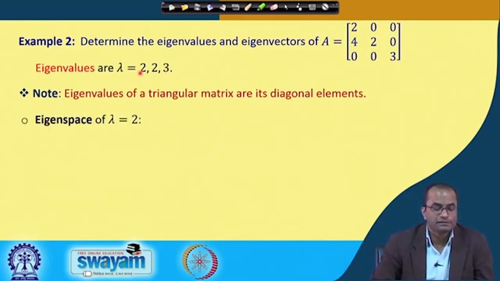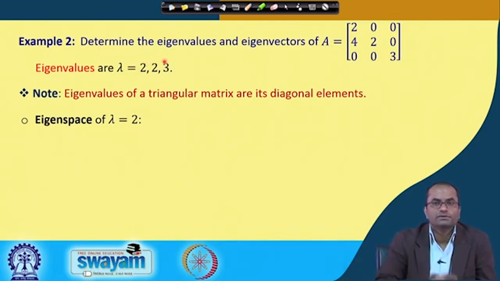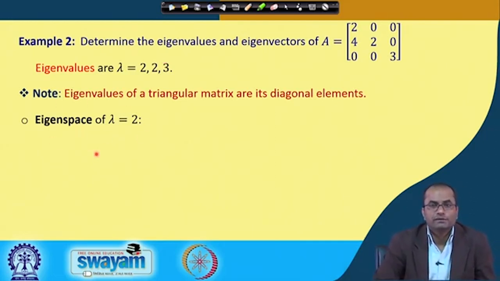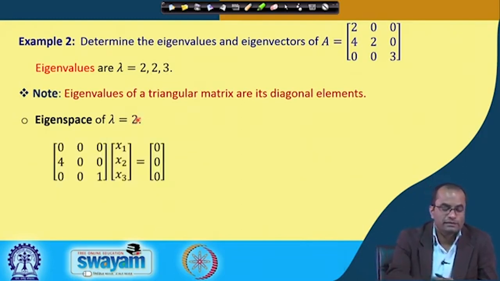The eigenspace now we will compute for lambda equal to 2. If we want to know the algebraic multiplicity, it is 2 for the eigenvalue 2, and the algebraic multiplicity of 3 is 1. Here we want to compute the eigenspace to get the geometric multiplicity. So A minus lambda I: 2 will be subtracted from the diagonal entries, so we will get 0 there, 0 there, 1 there. This is now the system A minus lambda I, x equal to 0.